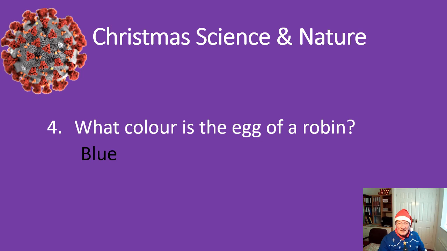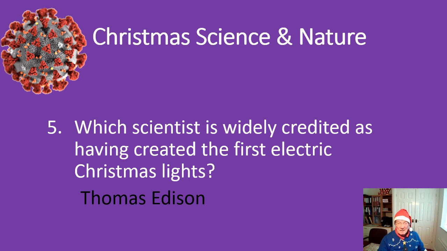A robin's egg is actually blue. I know they've got red breasts, but they've got blue eggs. So there you go. The scientist credited as having created the first electric Christmas lights is Thomas Edison. First electric lights of any kind. So Thomas Edison.